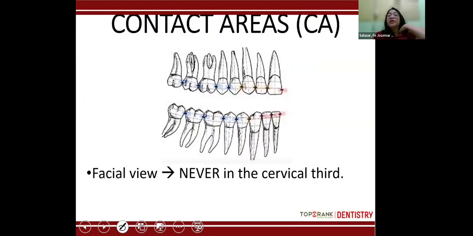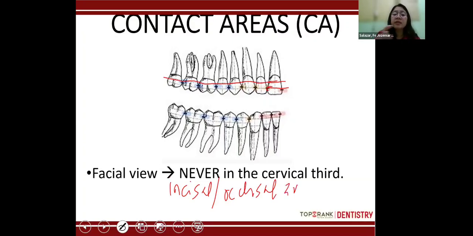Now, let's generalize. When you're looking at contact areas from the facial or even from the lingual, they will never be in the cervical third. So from the facial or lingual, saan lang yan? Okay, nag-divide tayo ng tooth natin. Okay, wala sa cervical third. Tama? Walang contact. Okay? So saan lang pwedeng magkaroon ng contact? It's either the incisal or occlusal third. Yan, o, dito, di ba? It could be the middle third.